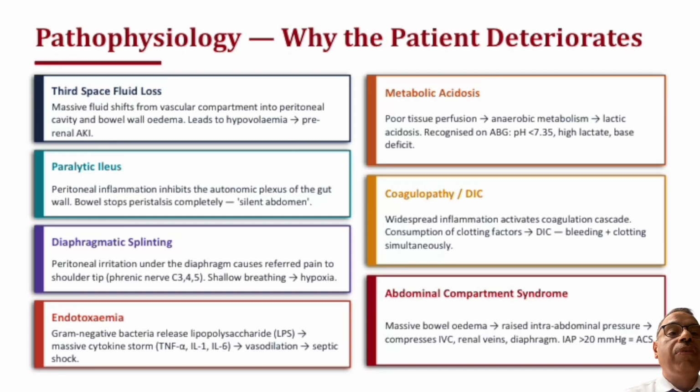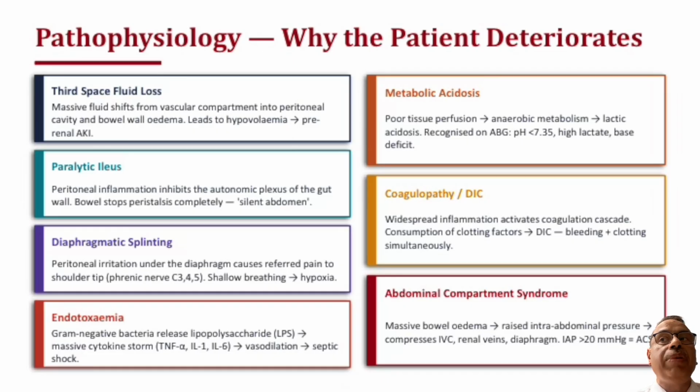Another common condition which occurs is metabolic acidosis. Now, metabolic acidosis occurs because there is poor tissue perfusion. This could lead to cellular hypoxia. When cellular hypoxia occurs, the metabolism shifts to anaerobic metabolism and lactic acid is generated, leading to lactic acidosis. And how is lactic acidosis recognized? Of course, on acid-base gas analysis, the pH would be less than 7.35. That is the first finding on ABG. High lactate, more than 2 milliequivalents per liter.